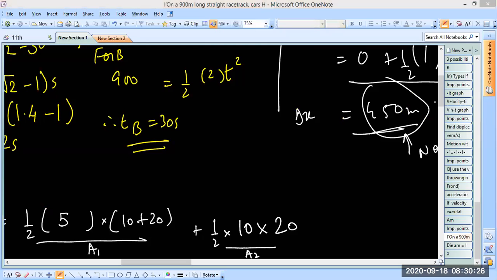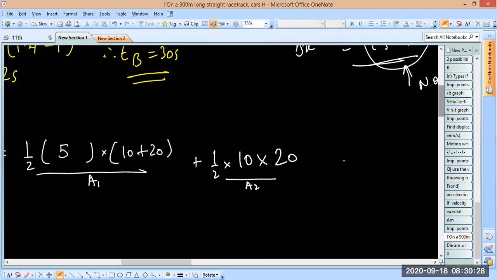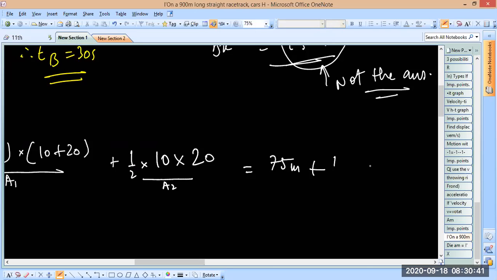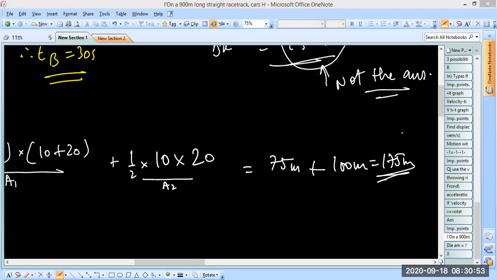So what do we get? This is going to be 30 into 5, 150 by 2. So that is 75 meter plus, now this one is going to be 100 meter. So the final answer is 175 meter. Very good to all of you. It was not a very straightforward question, but still you did it very well. Well done, people. Those who got 175, well done.